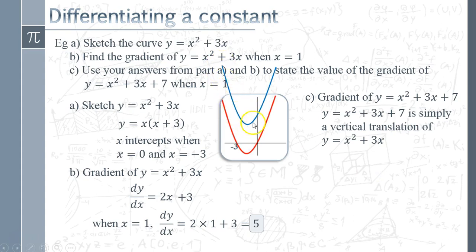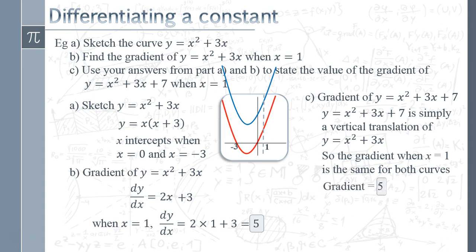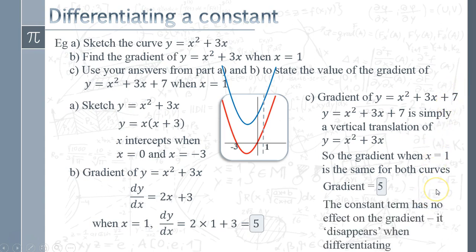So you can see here's my blue curve that I've shifted up 7 places. Now what that means is if we take the value when x equals 1, this point here has got exactly the same gradient as this point up here. The fact that the curve has moved upwards has had absolutely no effect whatsoever on the gradient. The red curve and the blue curve are parallel. So the gradient is 5. Essentially, when we differentiate, this value on the end just disappears. So the gradient function of y equals x squared plus 3x plus 7 will be 2x plus 3, exactly the same as the gradient function of our red curve.